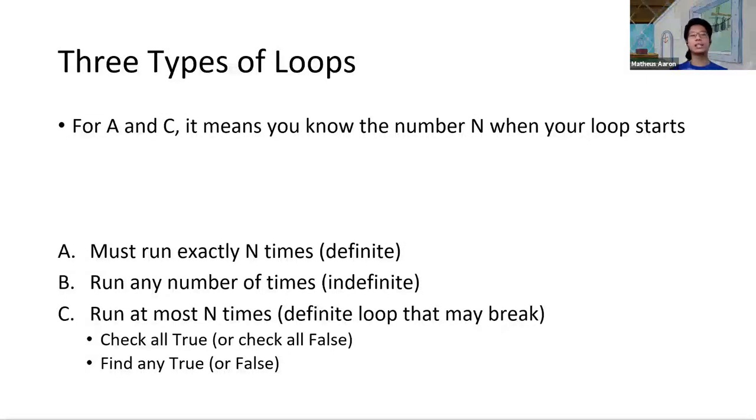So for A and C, it means you know the number of n when your loop starts. When you know the number of n when your loop starts, it is very strongly preferable to use a for loop. To be honest, I prefer for loops. I don't really like while loops. But for B, because it's indefinite, we don't really know the condition of termination. So we use a while loop instead.